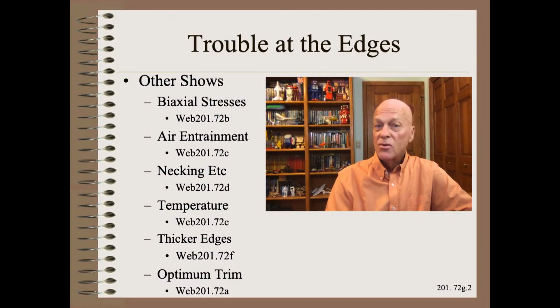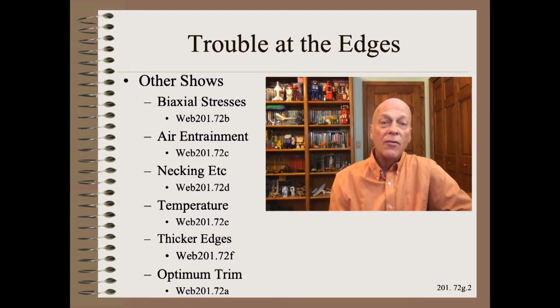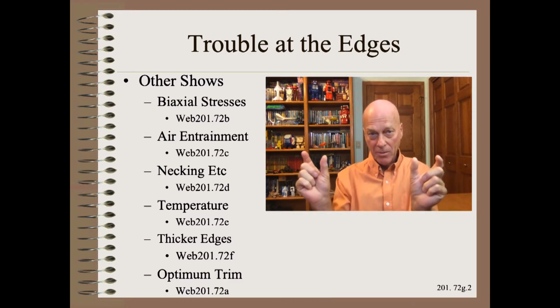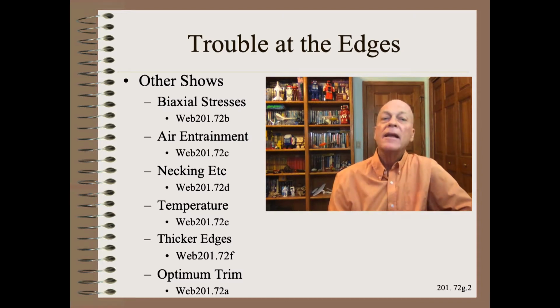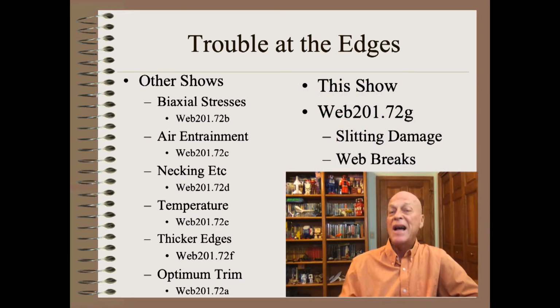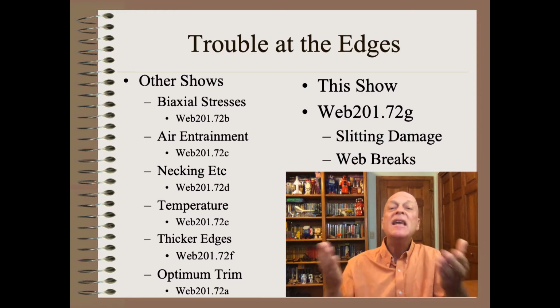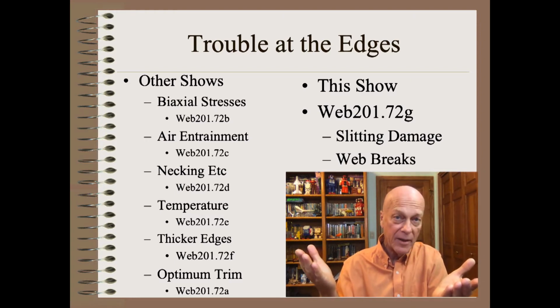In previous shows, we covered the many ways that the edges of the web can be trouble. The first show in this series showed us how to find the economic optimum amount of trim to take, and that would be applicable to most web manufacturers and converters. In this show, we focus on slitting damage that could cause web breaks, as well as why web breaks will increase due to the mere presence of slit edges, even if the slitting were perfect.